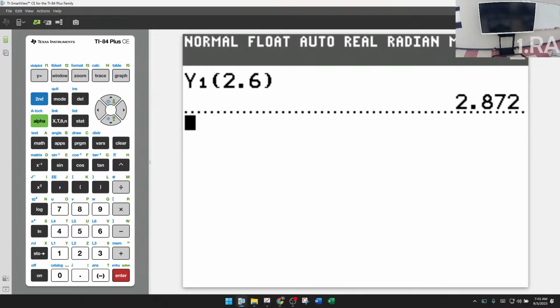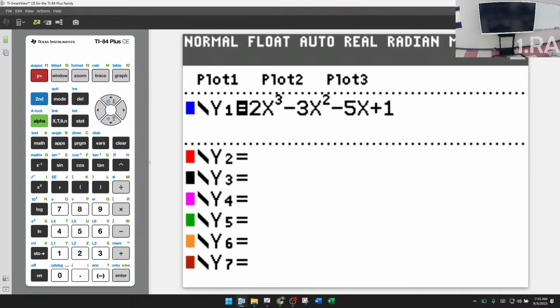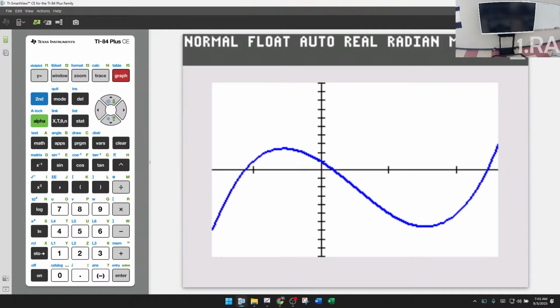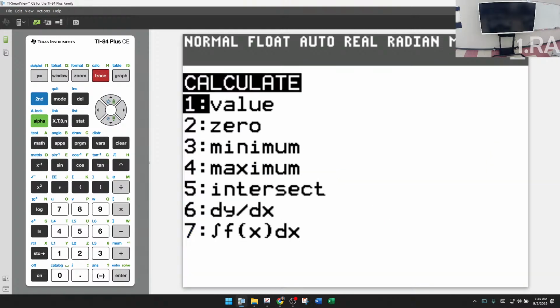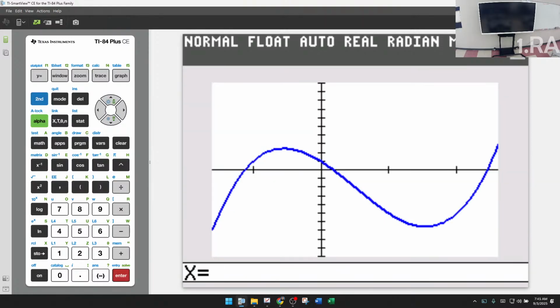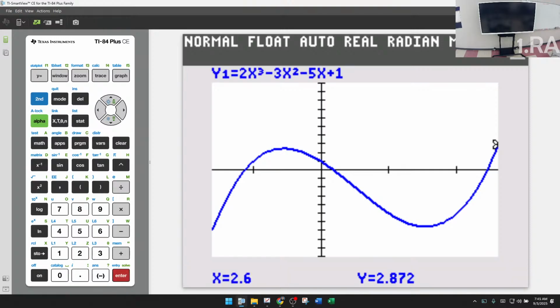And you can do that on the graph. There's several ways that you can do it, but just to kind of show you different options, right? I could have gone, let's see, second, calculate, value at 2.6, which would have done it. That may have been better. I don't know. Okay. I think that's good.